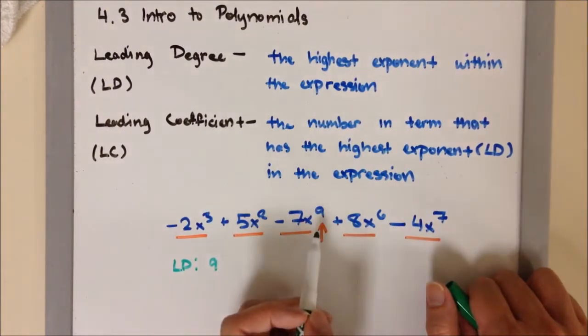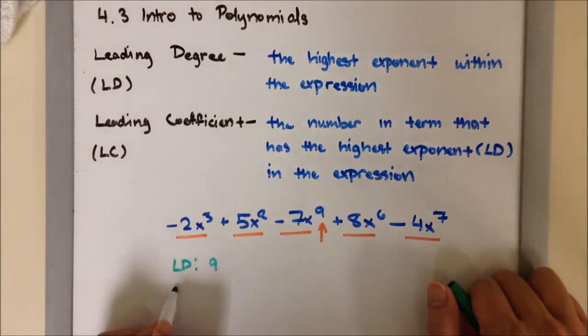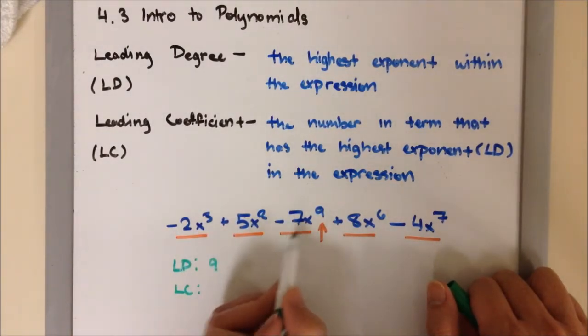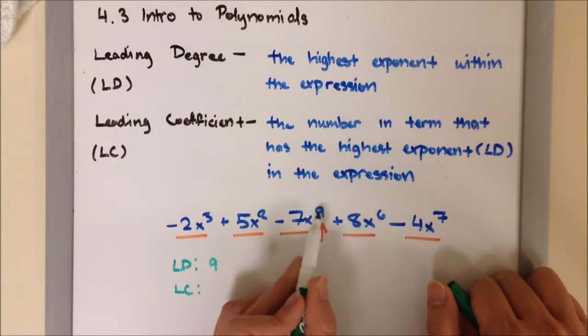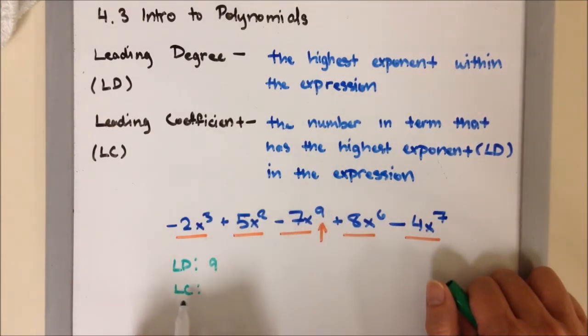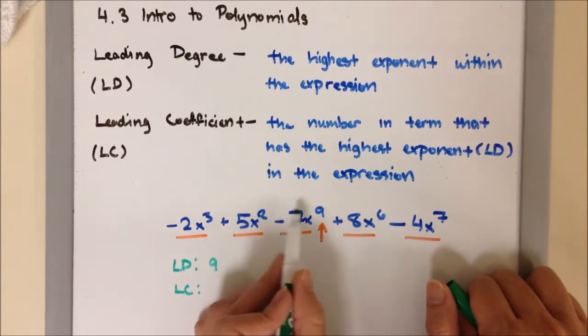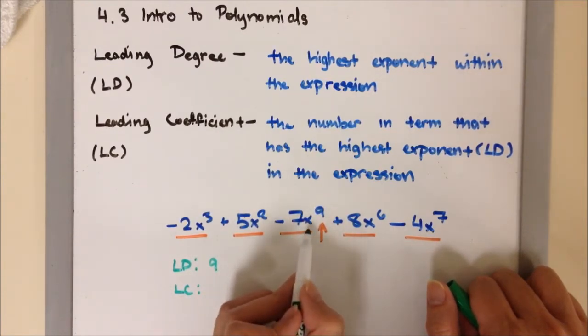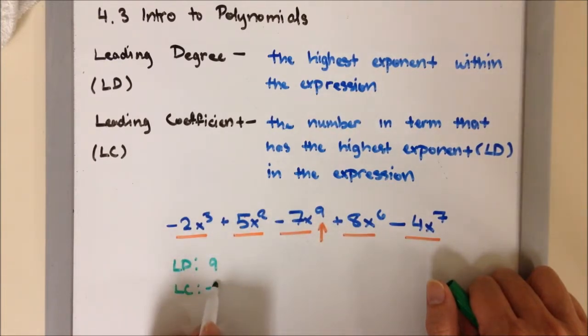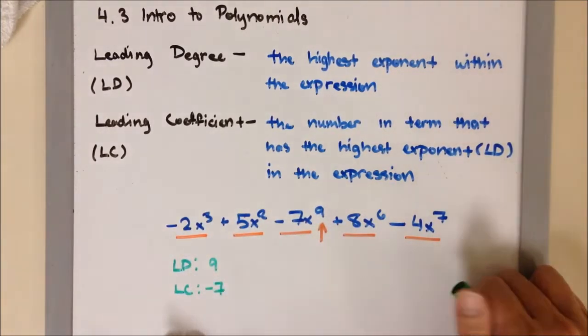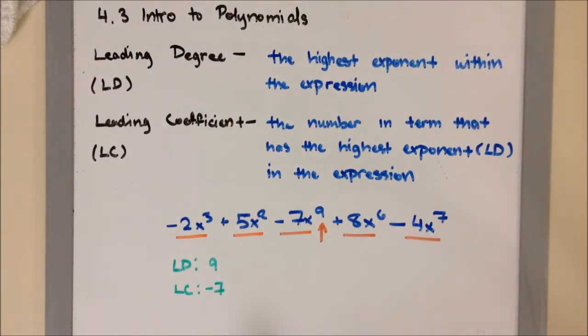So if your leading degree is 9, then your leading coefficient, or LC, is the number that's in front of the variable that has the highest exponent. So let me repeat. Your leading coefficient is the number that's in front of the variable with the highest exponent. So in this case, it's negative 7.